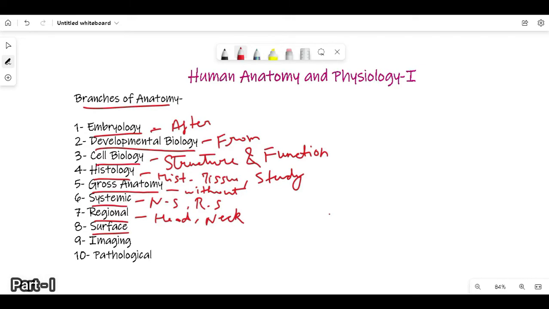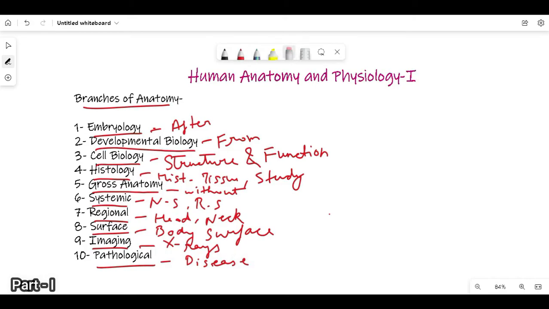Then the eighth one is surface anatomy. Surface anatomy is the study of anatomical landmarks, like the body surface. The ninth one is imaging anatomy. This is also known as radiographic anatomy, and it is the study of the structure that can be seen with X-rays. The tenth one is pathological. Pathological is the study of the structural changes associated with disease.